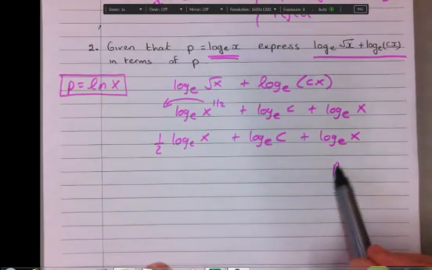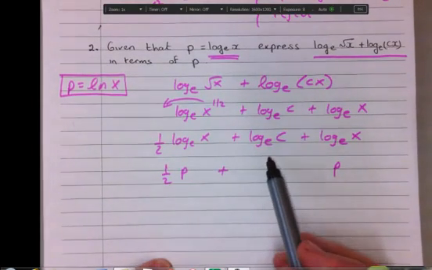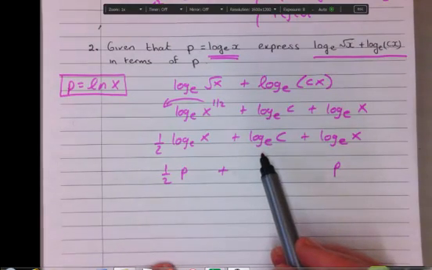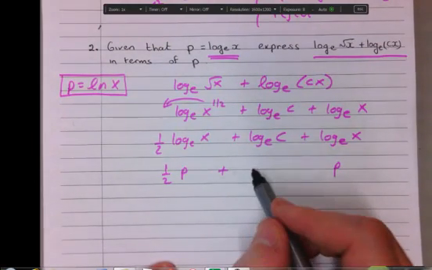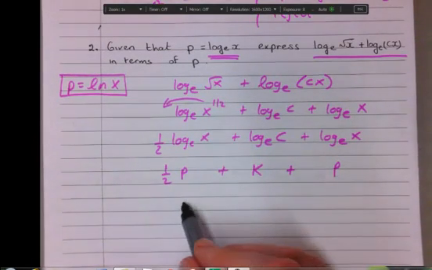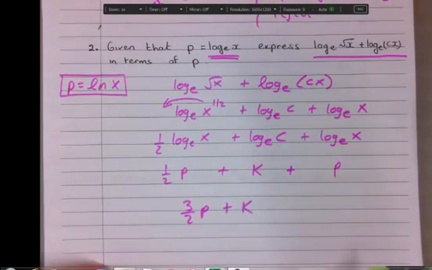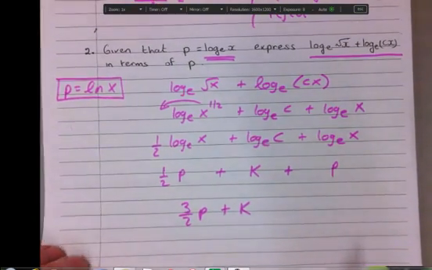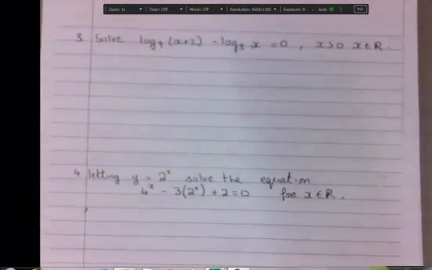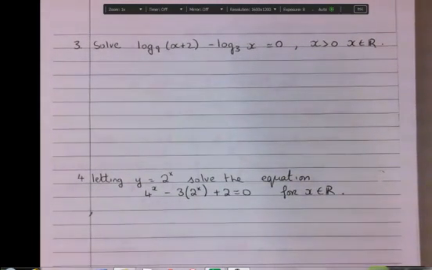Of course this bit is just a p, this one is a half of p, and this one here is log to the base e of c. You can leave it as log to the base e of c, I have no problem with that. You could just change it to a k, it's a constant. Adding the p's, adding like terms, so 3 over 2 p plus k. Okay, so that was the second question. I'll come back to the third question in a moment. That question involves change of bases, so I'm not going to do that right now. I'll do that at the end.